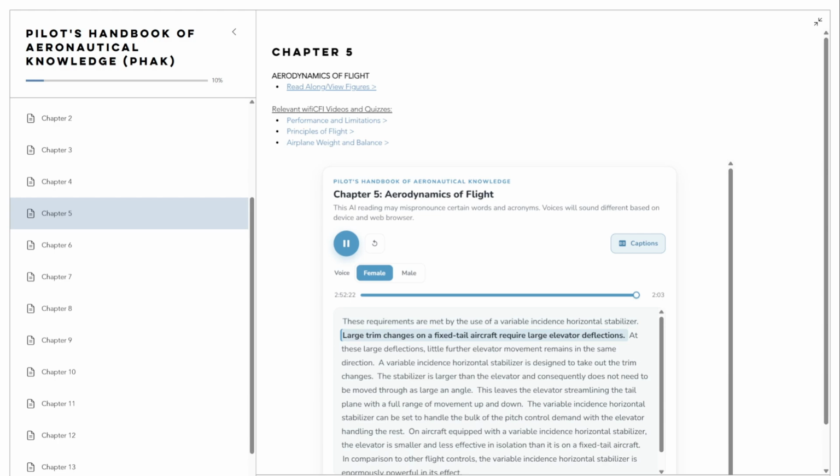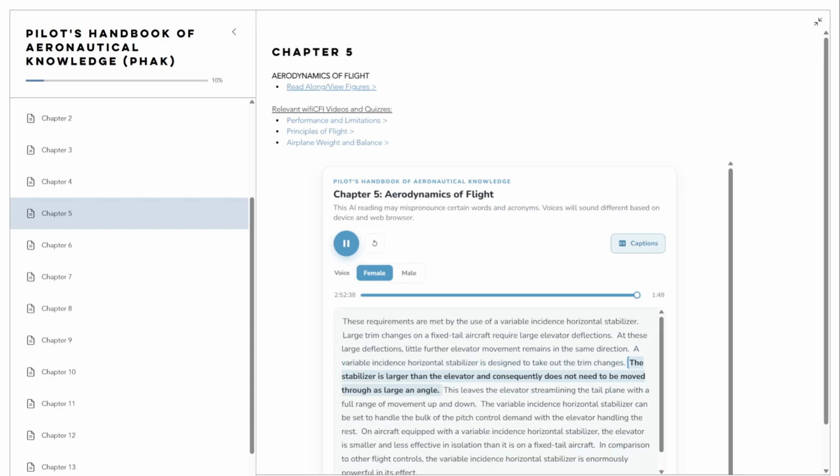Large trim changes on a fixed-tail aircraft require large elevator deflections. At these large deflections, little further elevator movement remains in the same direction. A variable incidence horizontal stabilizer is designed to take out the trim changes. The stabilizer is larger than the elevator and consequently does not need to be moved through as large an angle. This leaves the elevator streamlining the tail plane with a full range of movement up and down.